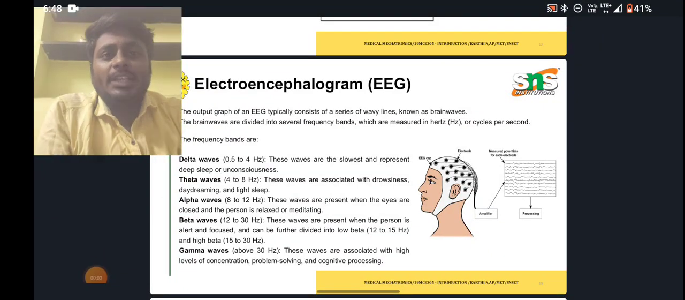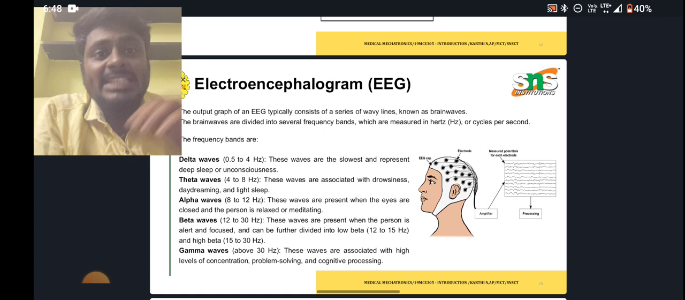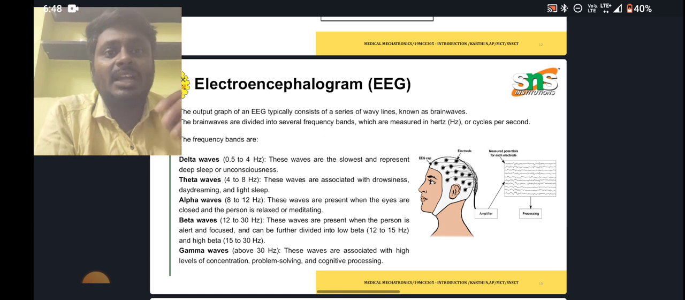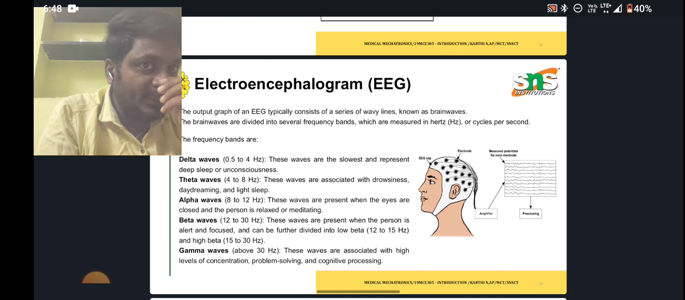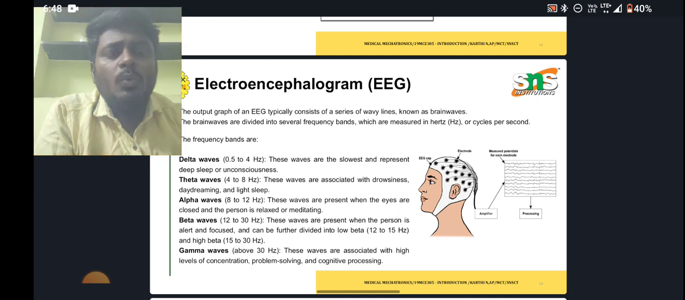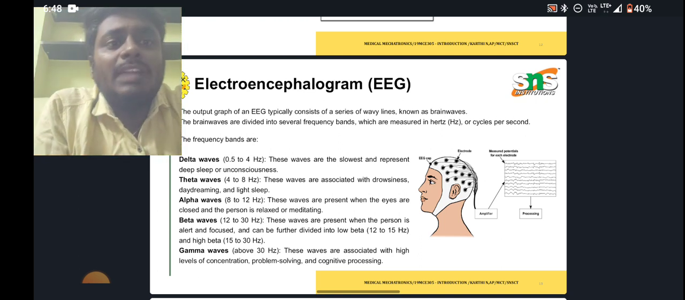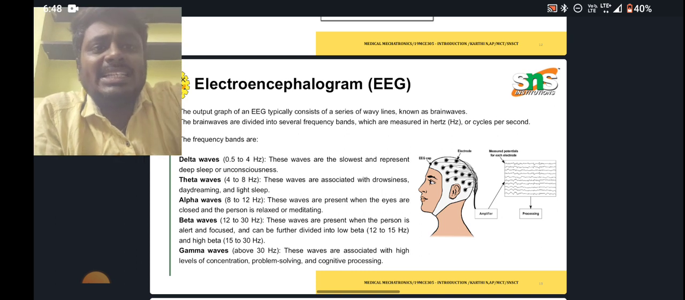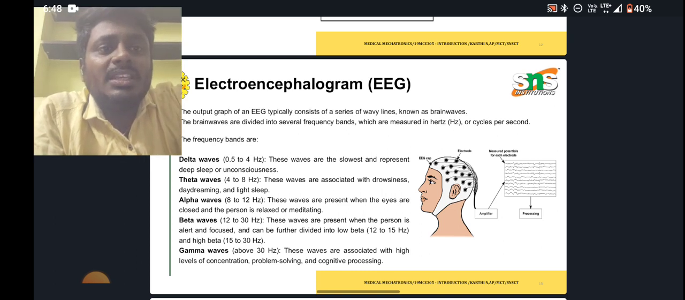In the previous class, we discussed the sodium ion potassium pump, ECG, EEG, and the block diagram, and why we are using the ECG and EEG. Now we can discuss the electroencephalogram. The output graph of an EEG typically consists of three series of wave lines known as brain waves.